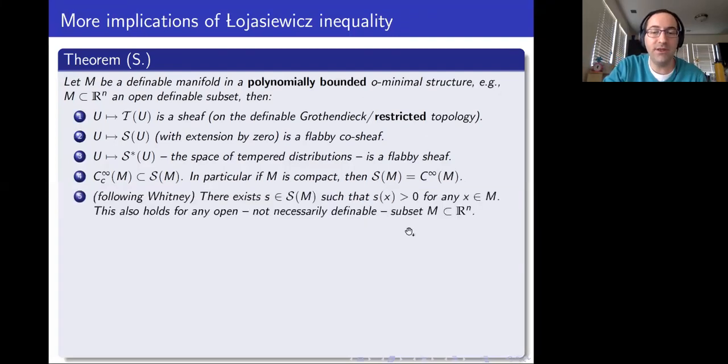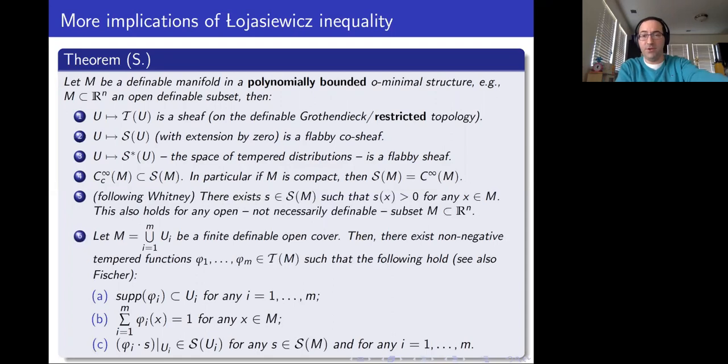So this is another property. For any set, even if it's non-definable, you can always find a Schwartz function that is everywhere positive. I like this property a lot. And the last one is that you can find a temperate partition of unity in my sense. I think Andreas Fischer has a different sense of temperate partition of unity, but in my sense, these are C infinity functions that are a partition of unity in the usual sense.